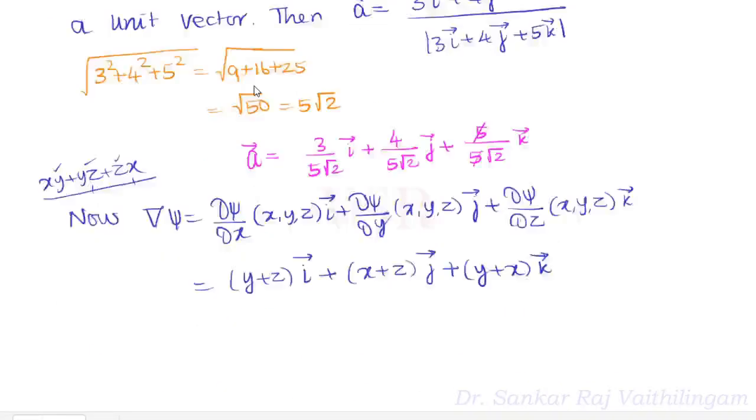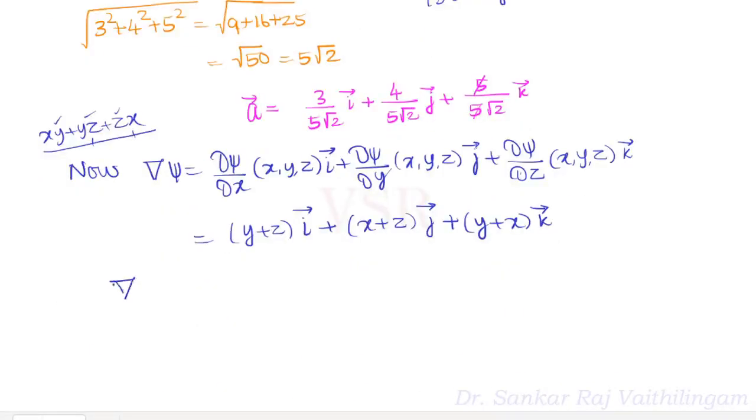So del psi at the point 1 2 3: y plus z is 2 plus 3, which is 5i, plus x plus z, which is 4j, plus y plus x, which is 3k vector. That's it, del psi is found and the a vector is found. Now we take the dot product of these two.